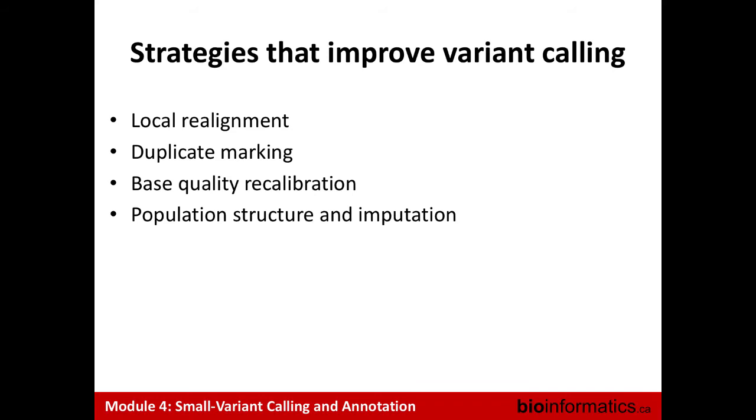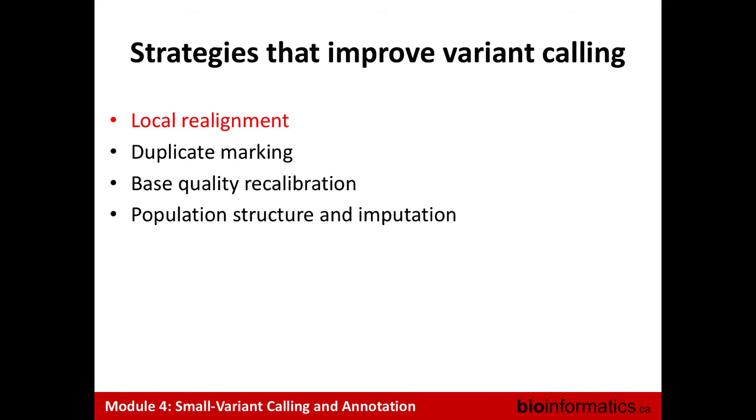As I said, it's not important to know each formula perfectly, because each caller will use a different formula for variant calling. When you choose one, you will be able to go into more detail. What is more important, I think, is to understand how we can improve variant calling. These are the four main ways to do it. We already saw three of them yesterday, but we will go over all of them again today.